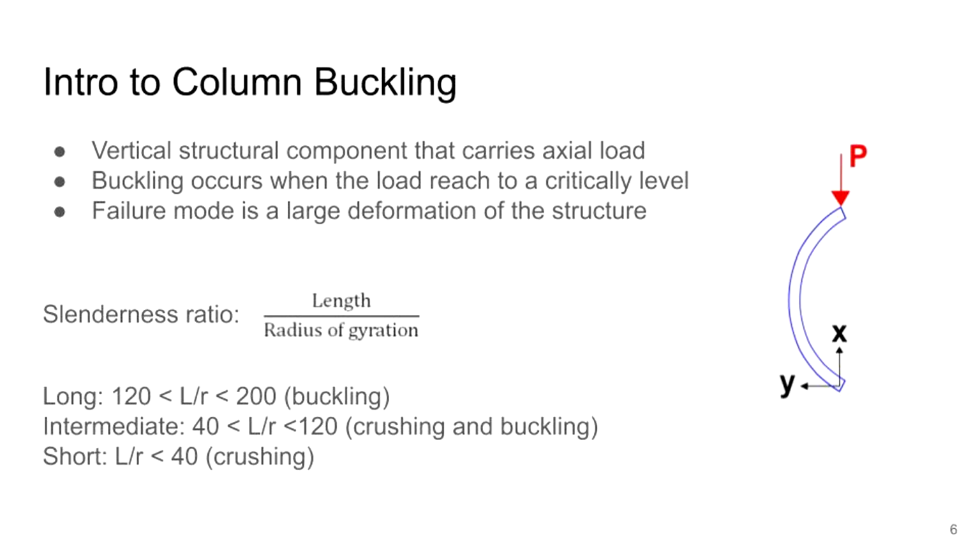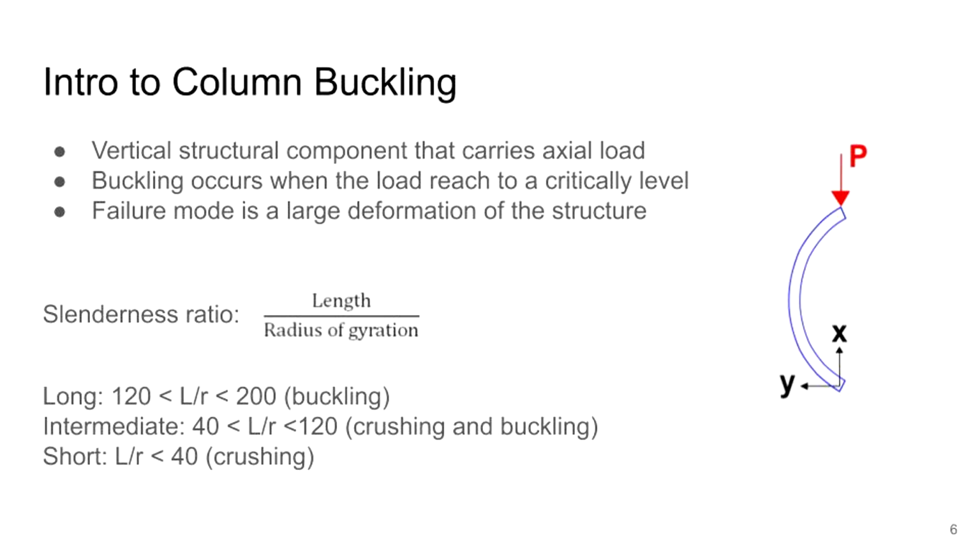Failure occurs when the load reaches a critical level. A column can be categorized into three different types, and each type of column has a different failure mode. The type of a column is determined by its slenderness ratio. The slenderness ratio is the length of the column divided by the radius of gyration of the column. A long column has a slenderness ratio between 120 and 200. Its failure mode is buckling.